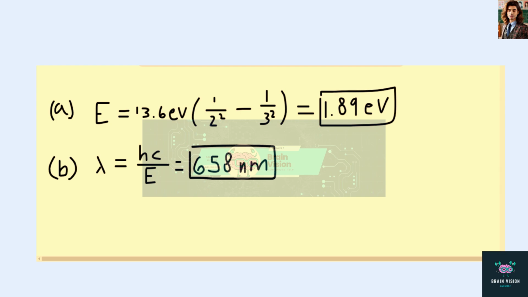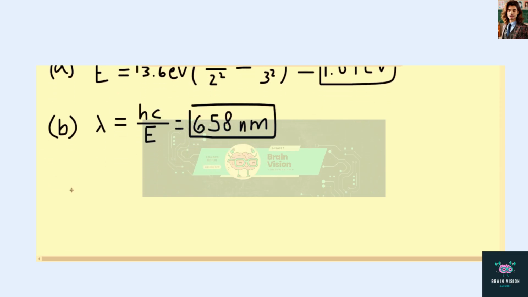For part C, it wants the photon energy, which gives us the shortest wavelength in the transition from the figure. So the shortest wavelength, again, we have the same equation, but this time it's coming from n equal to infinity. So the shortest wavelength comes from n equals infinity. So we have 13.6 electron volts.